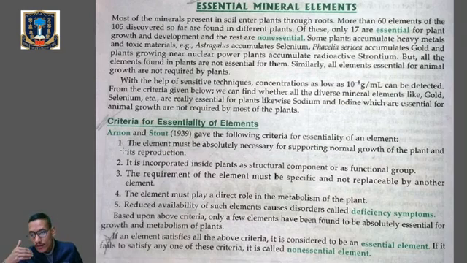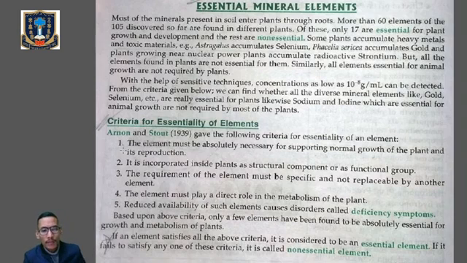There are certain criteria for the elements to come under the essential category. Okay, so that we'll discuss afterwards. So out of the 105 elements discovered, or the 60 elements found in plants, 17 of them are essential and the rest are non-essential. Clear? And what are the criteria for the essentiality of the elements, so that they can fall under the essential elements category?